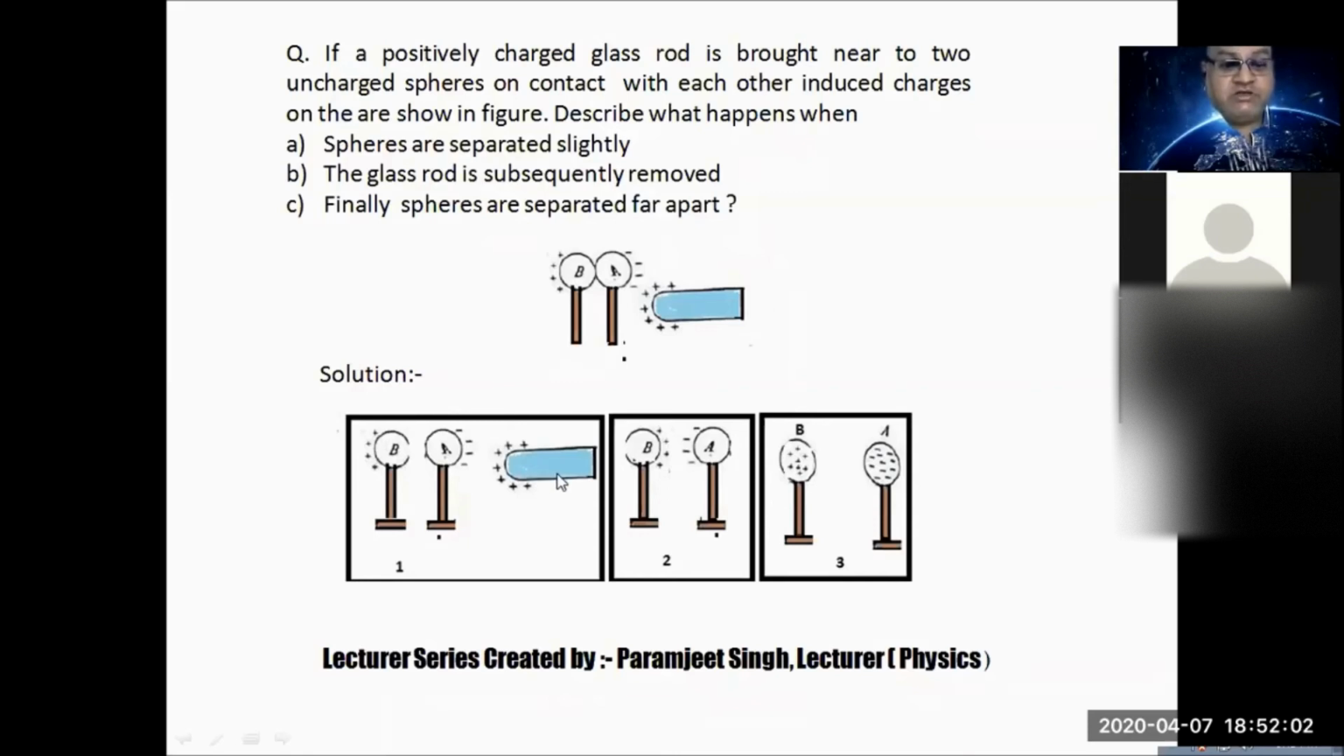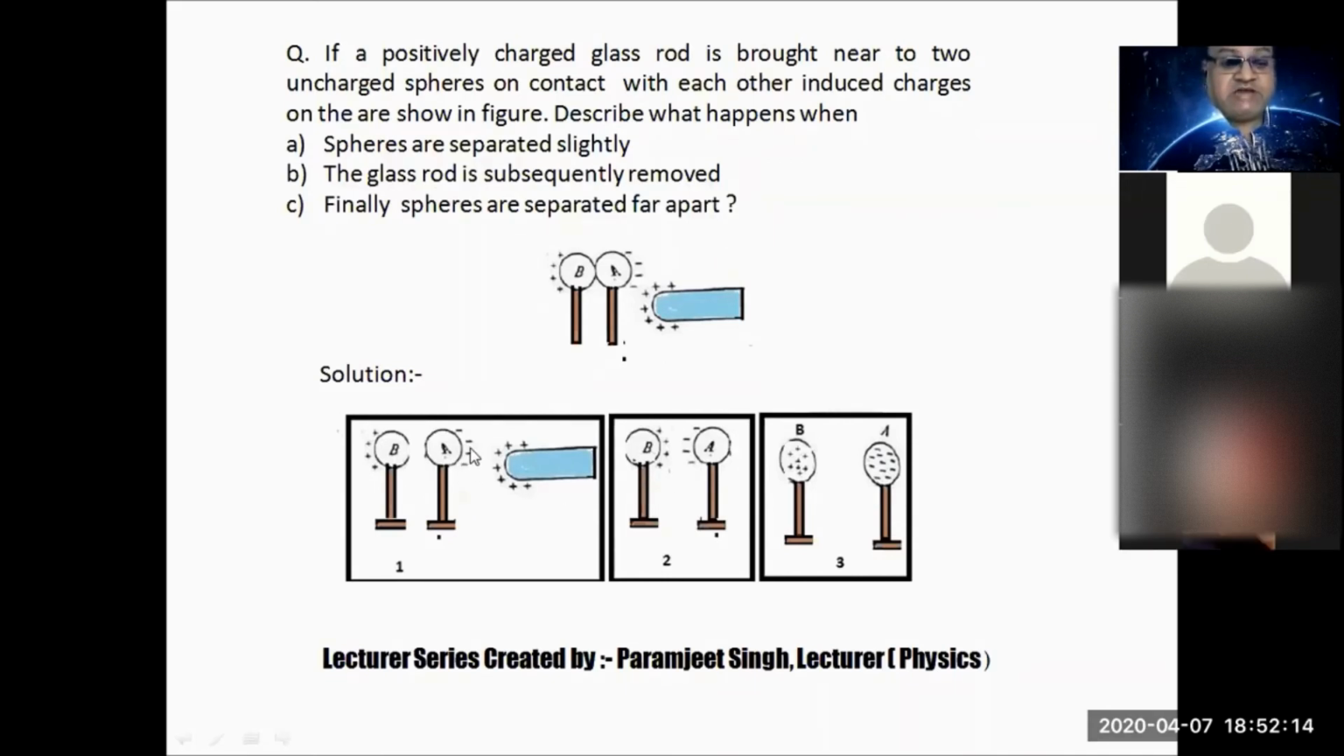Now slowly we remove the glass rod. So what happens? The glass rod is subsequently removed. In the second figure, see, there is no glass rod. Now what will happen? These charges are opposite, positive and negative, so they will move close to each other. In this figure, the positive charge has shifted towards this surface and the negative charge has shifted towards the other. Why? Because now they are free.